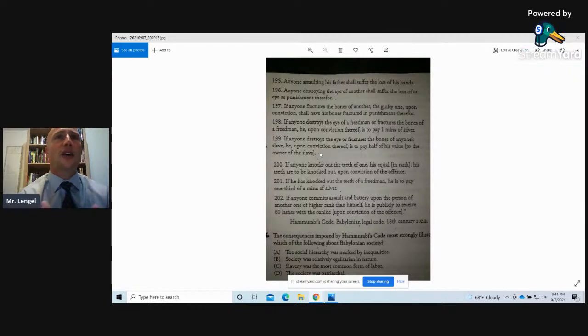So that right there is all I needed to know to answer this question. That is all you need, because that tells you that A is correct. The social hierarchy was marked by inequalities. That's an example of an inequality.